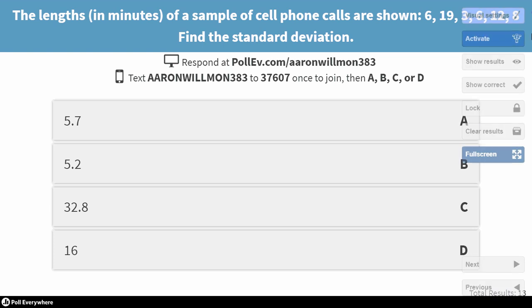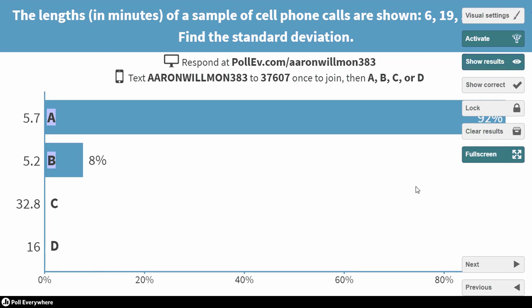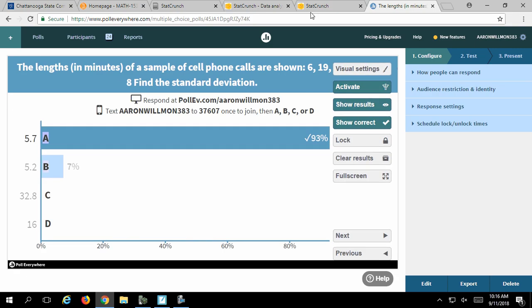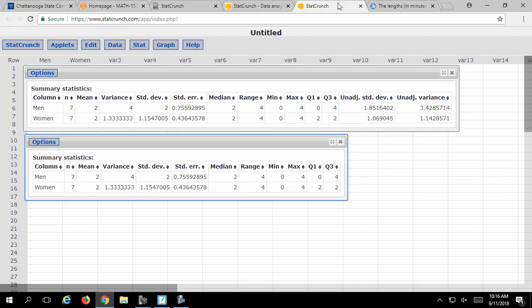All right, let's see what you guys think. So most of you say A. At least one person said B. Correct answer was A. So, good in StatCrunch.